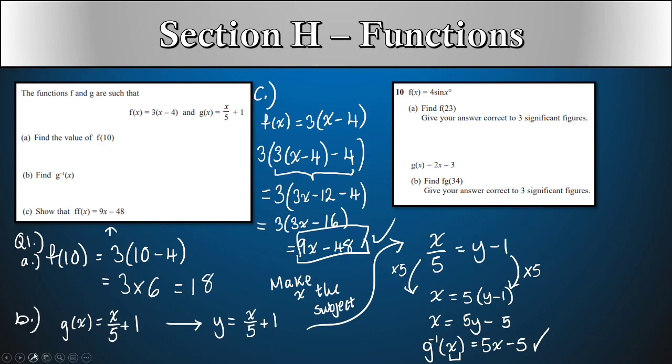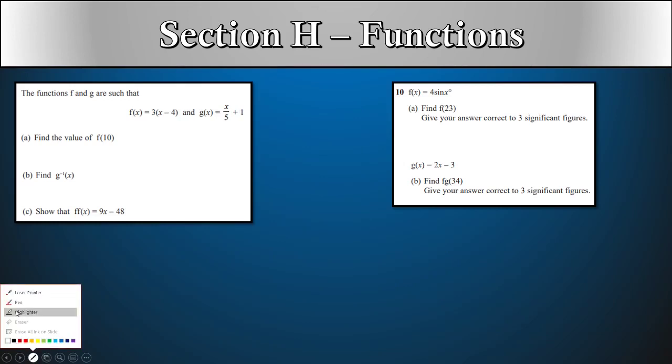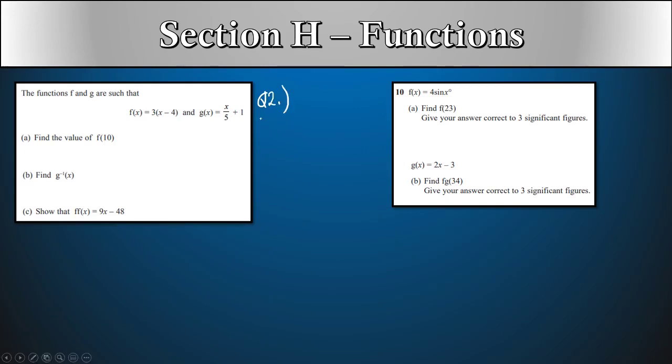So that's question 1 done, and then let's take a look at this one here. It says question 10, but just ignore that, we'll call it question 2. So, 2 little parts to this, not too much work. We want to find f of 23. So f of x is 4 sine x. So if I want f of 23, all I'm doing is replacing x with whatever this value is. So in this case, replacing it with 23. So it becomes 4 sine 23.